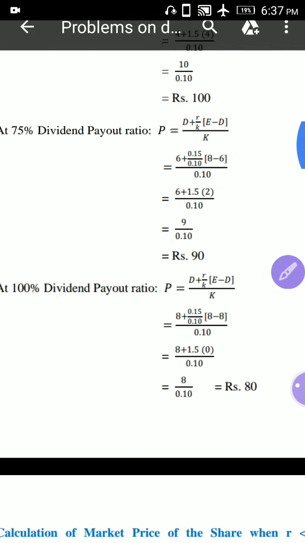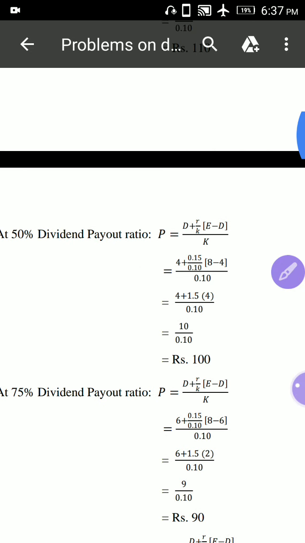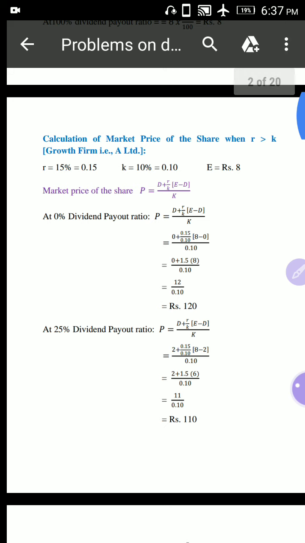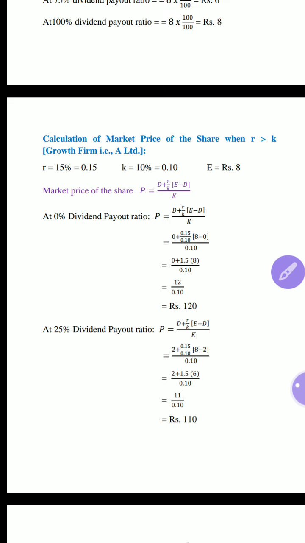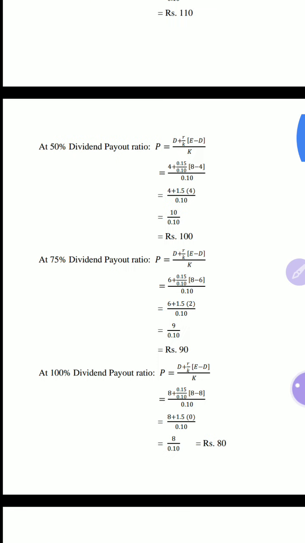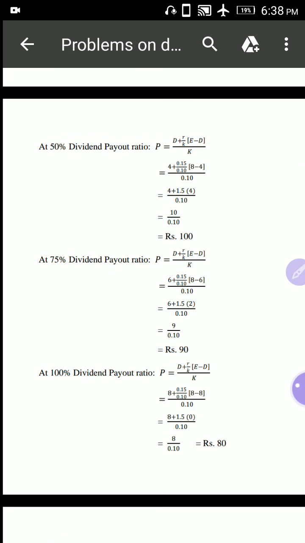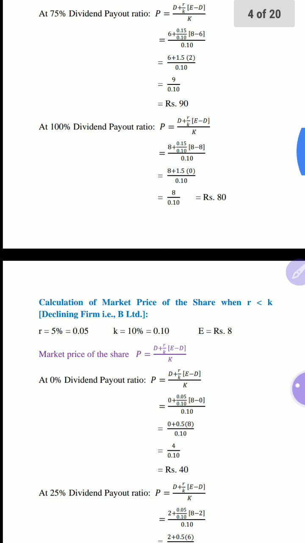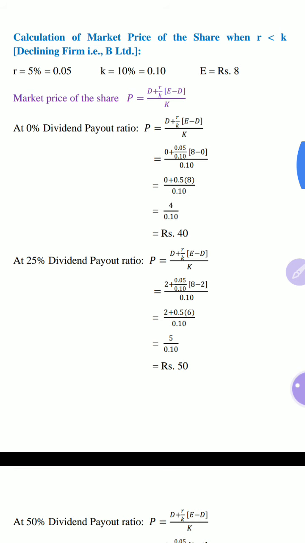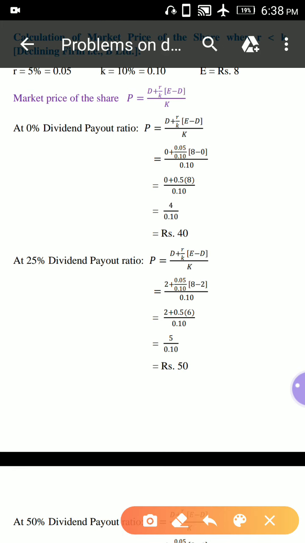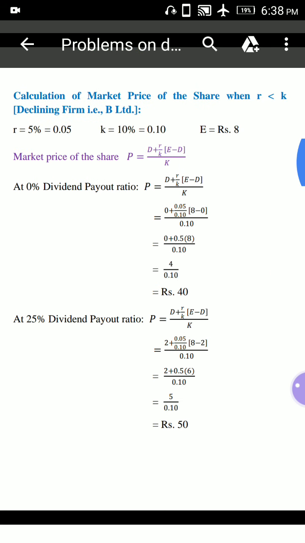Now see, this entire calculation is for when r is greater than k, at different payout ratios, that is 0%, 25%, 50%, 75%, and 100%. Now we'll go for the calculation of the market price of share when r is less than k.